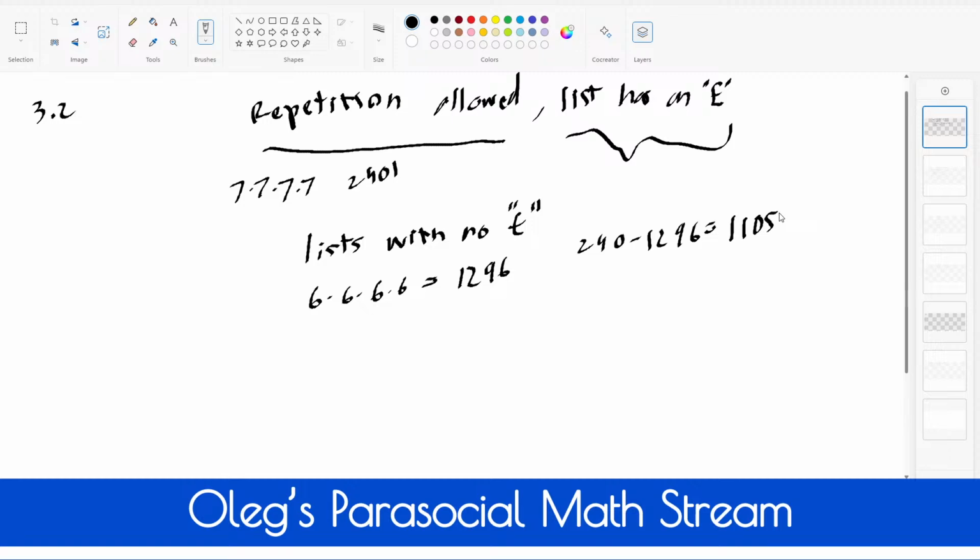Before moving on from example 3.3, let's address an important point. Perhaps you wondered if part D could be solved in the same way as part C. Let's try doing it that way. We want to count lists of length 4, repetition allowed, that contain at least one E. The only difference is now there are 7 choices in each slot, because we're allowed to repeat 7 letters.